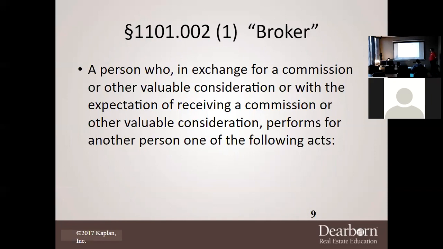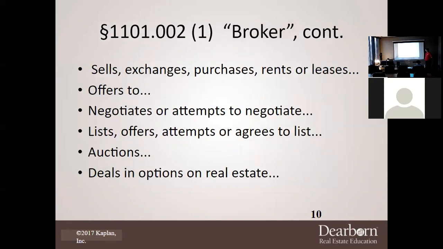So, as it says up here, it's a person who, in exchange for a commission or other valuable consideration, or with the expectation of receiving a commission or other valuable consideration, performs for another person one of the following acts. Okay? And here are those acts.